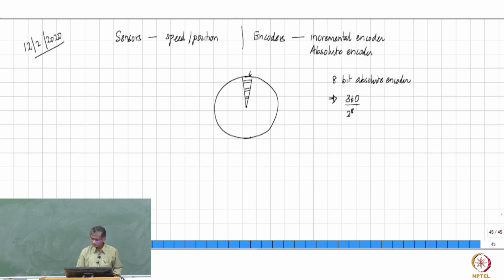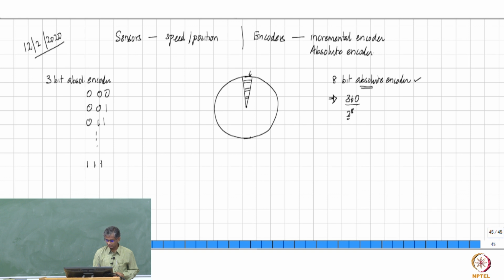So if you need absolute angle information without having recourse to locating the index pulse and then adjusting all that, one can use therefore an absolute encoder. So instead of taking 8 bits, for example, let us say you have a 3-bit absolute encoder, then these can be 0, 0, 0, 0, 0, 1, 0, 1, 1, and so on. It can go all the way to 1, 1, 1.